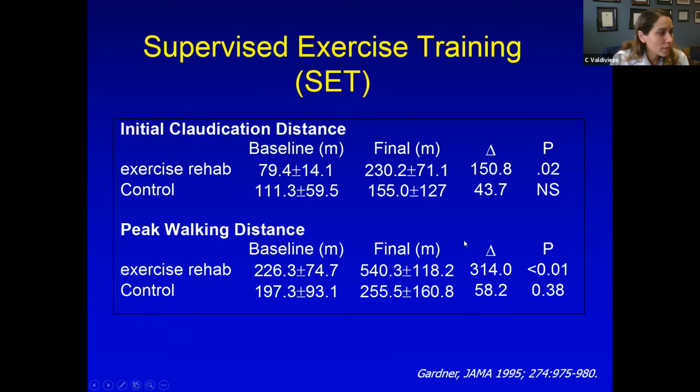If we look here at initial claudication distance, comparing patients who underwent exercise rehab to controls, at baseline, of course, the controls were walking a little bit better, but nevertheless, the patients who participated in the exercise rehab program had a significant increase in their ability to walk, in the distance that they were able to walk at the end of the program. It was statistically significant, while the control group who didn't participate in the program did not see a significant increase in their walking distance.